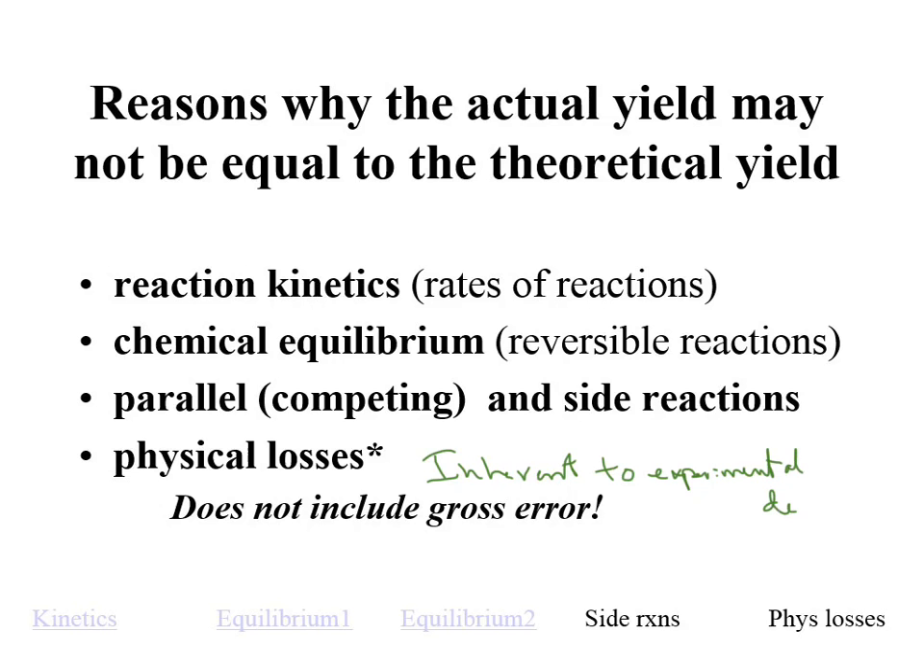It just means that because of how you're running your experiment, you're going to lose some. Sometimes it's in transferring from reaction containers. I have a slide here that basically says you can count on physical losses if you're trying to purify something. You lose a little bit. Pharmaceuticals are all about pure chemicals, and they lose a lot. That's why they're so expensive.